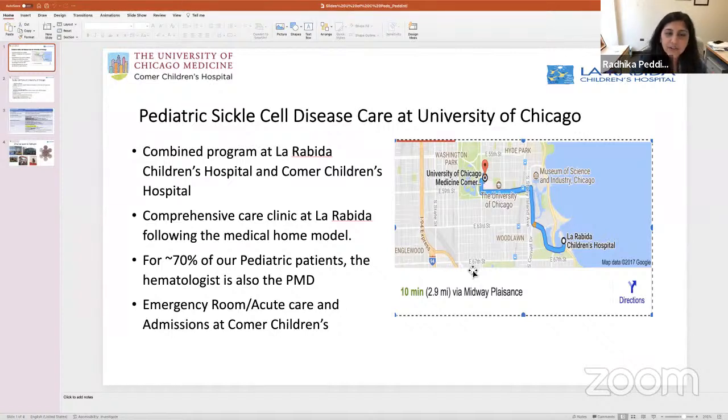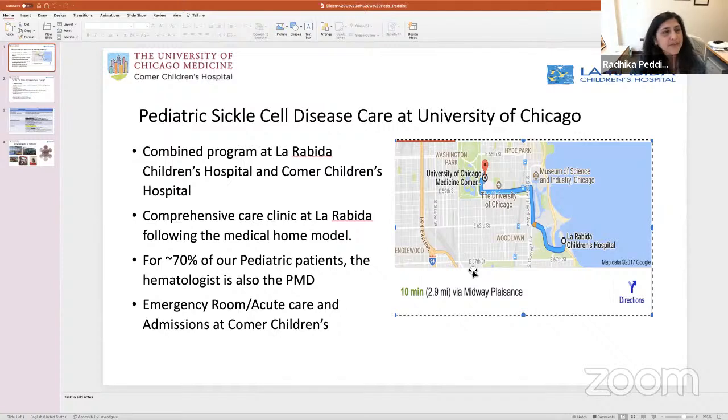At Laura Beta, we follow a comprehensive care model for patients with sickle cell disease. We are the medical home. For most of our patients, about 70 to 80% of the pediatric patients that we follow at Laura Beta, we are also the primary care provider. Between me and a nurse practitioner in my clinic, we tend to be the PCPs for our patients with sickle cell disease as well.